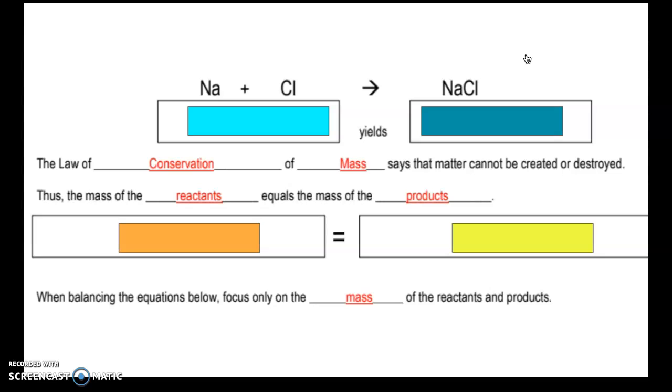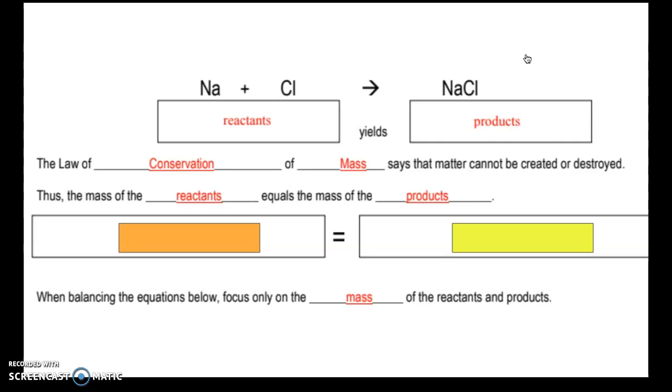Like right here. So what do you think is covered by my light blue box, my Na and my Cl? What are those? What do we call them? Reactants. And remember that arrow means yield or create our products on the other side. So we take sodium atoms plus chlorine atoms, bond them together, and we get sodium chloride, or salt. The law of conservation of mass says that matter cannot be created or destroyed.